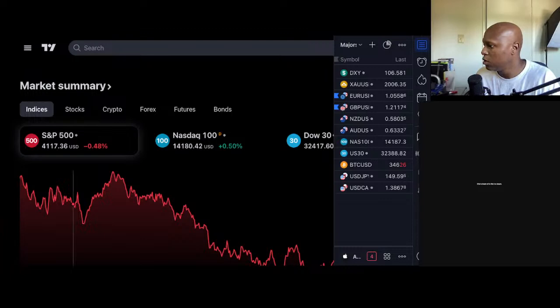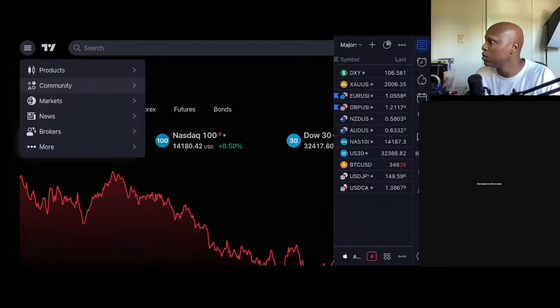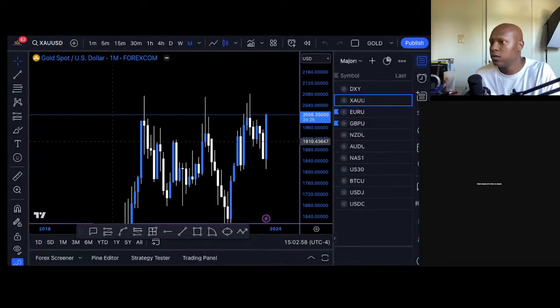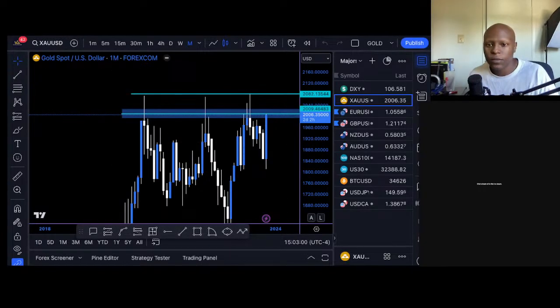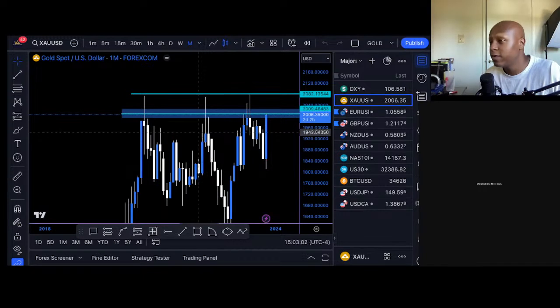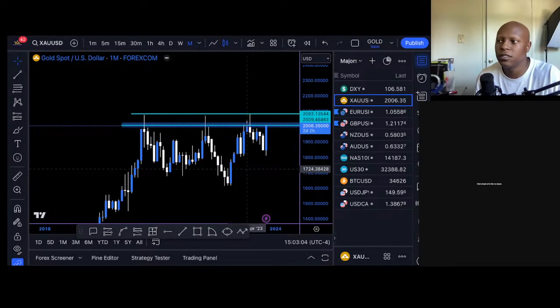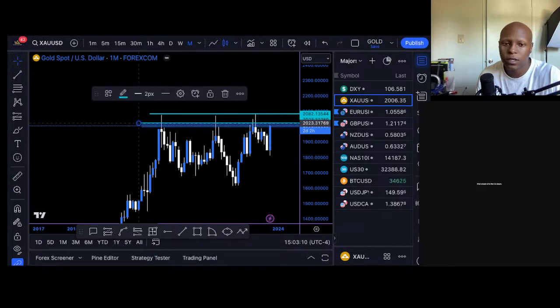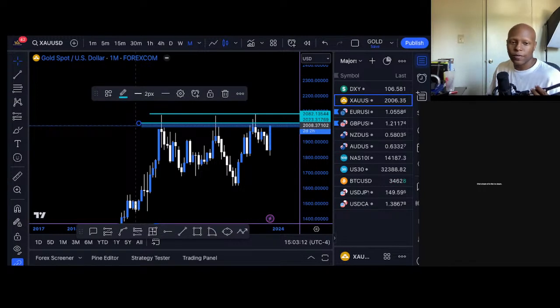Okay. Let's pull up gold. I specifically only want to focus on gold because this is going to be the only pair or currency that I'm going to be looking for this week. So this is why I'm just going to be focusing on gold.